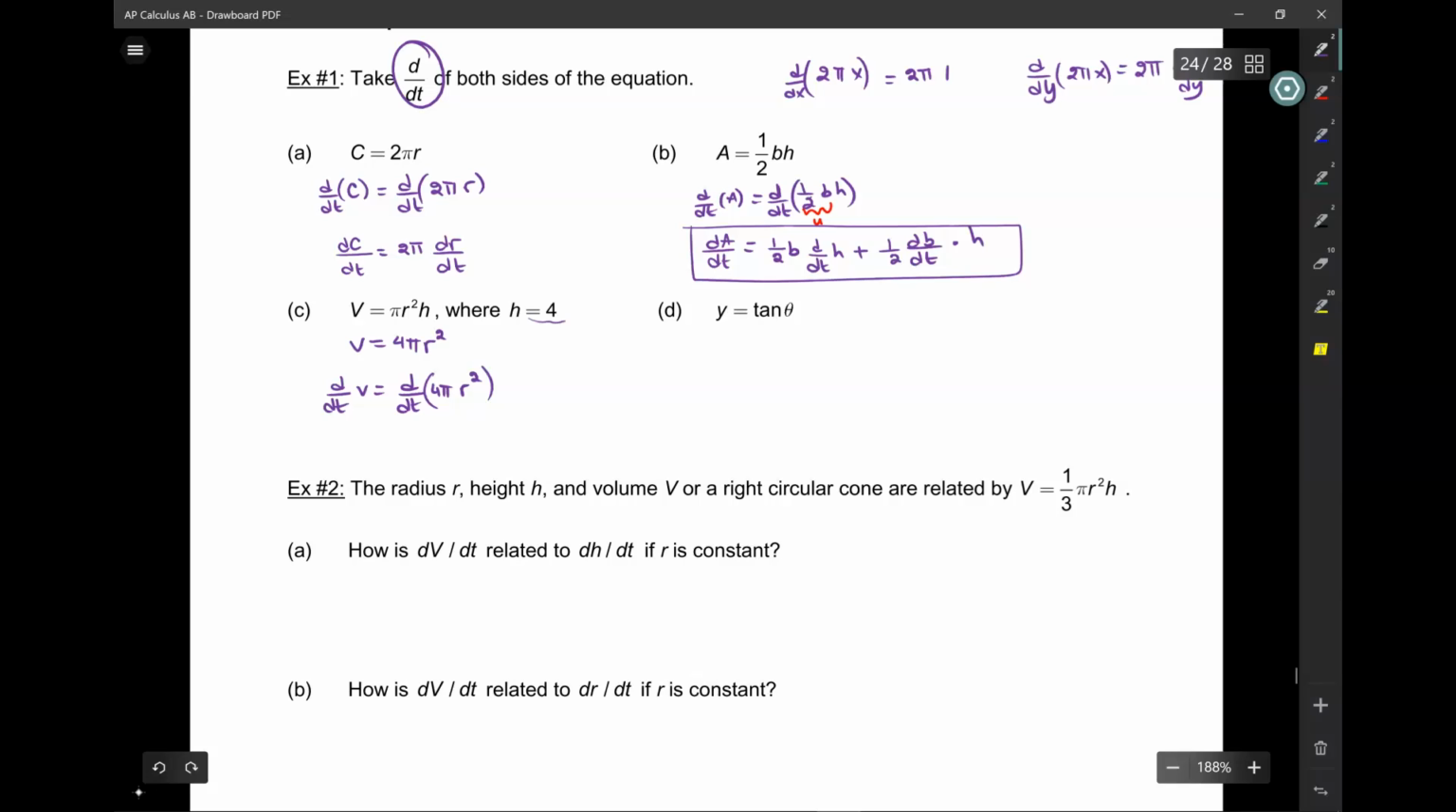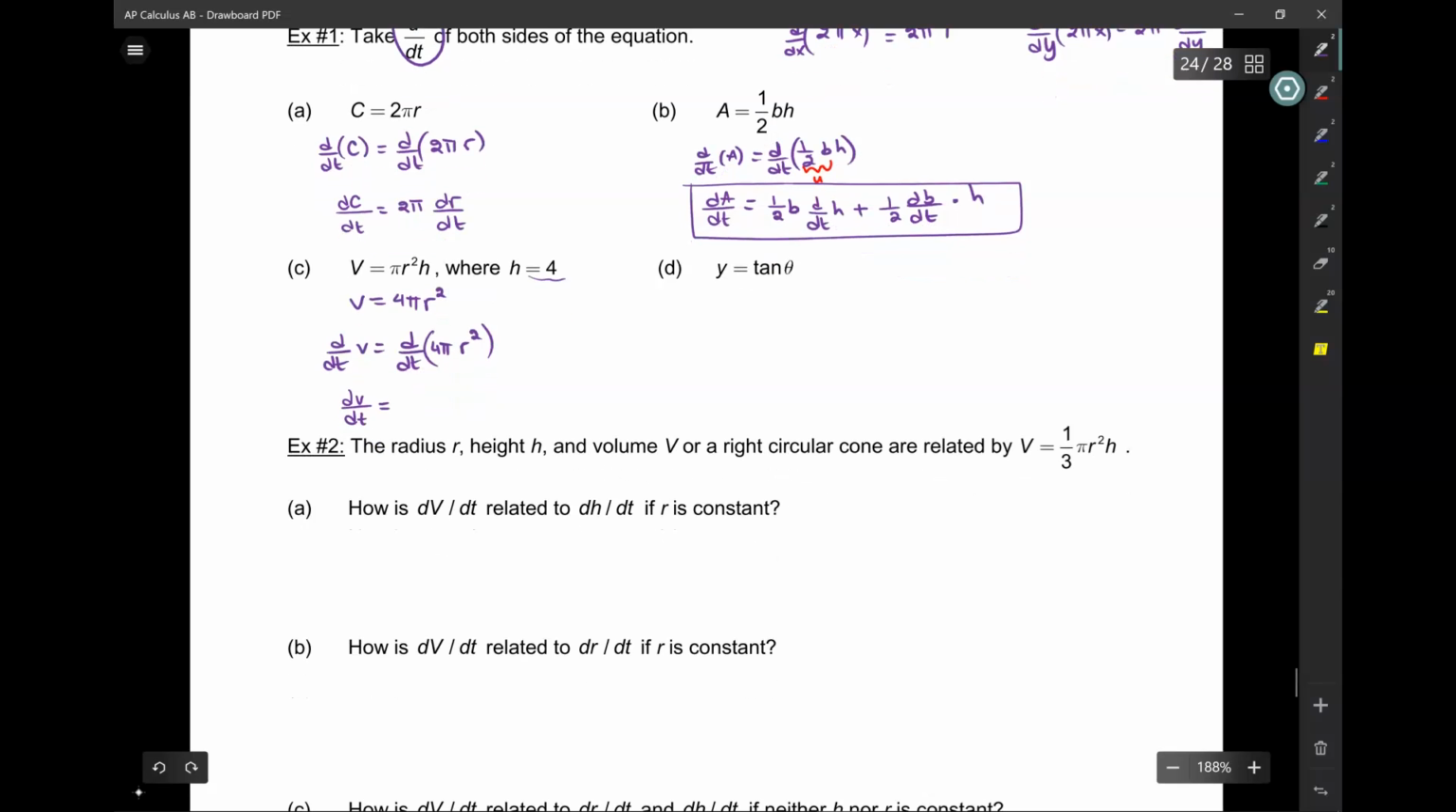Okay, now V and t are not the same variable, so it just stays as dV/dt equal to, now I have a constant, and then my only variable is r squared. I can pull the 4 pi out. Now I need the derivative of r squared. What's the derivative of r squared? 2r, but because you're differentiating with a different variable, now it's times dr/dt.